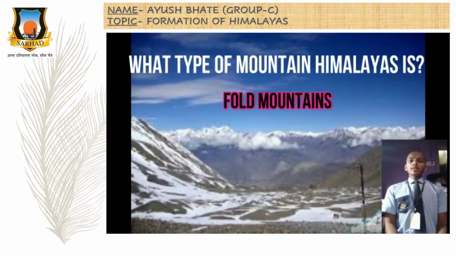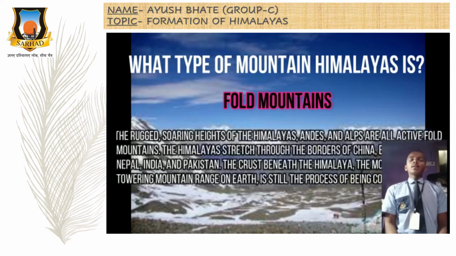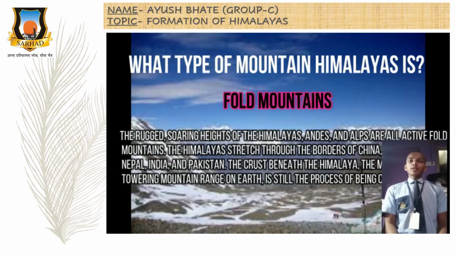Now one more question rises. What type of mountain is the Himalayas? The Himalayas is fold mountains. Now I will explain what fold mountains are by considering the example of the Himalayas. The rugged, soaring heights of the Himalayas, Andes and Alps are all active fold mountains. The Himalayas stretch through the borders of China, Bhutan, Nepal, India and Pakistan.